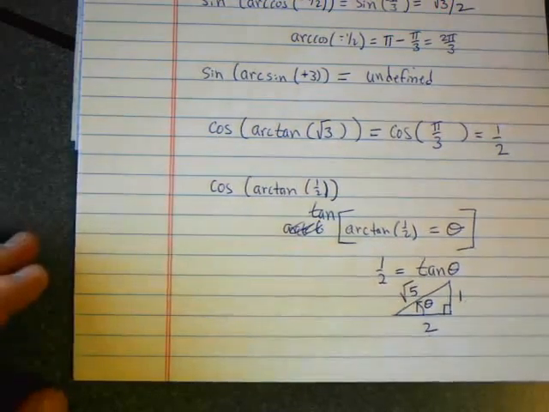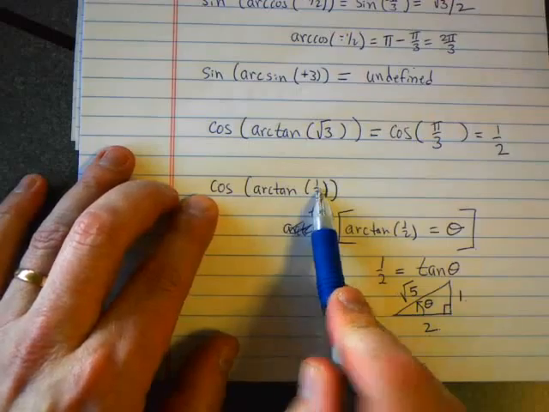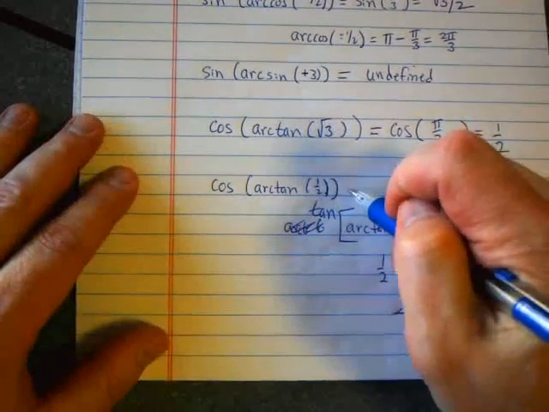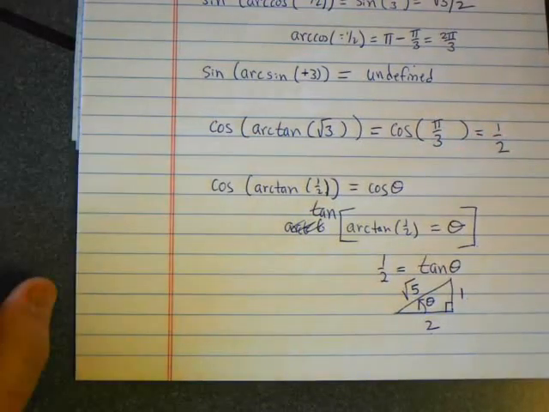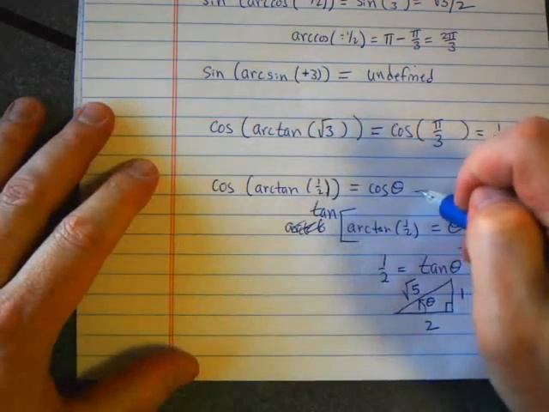All right, so look what I have now. I have cosine of arc tangent of 1/2. The arc tangent of 1/2, we called that angle theta. So what I'm asking you to do now is find the cosine of theta. When I look, cosine of theta is 2 over the square root of 5.